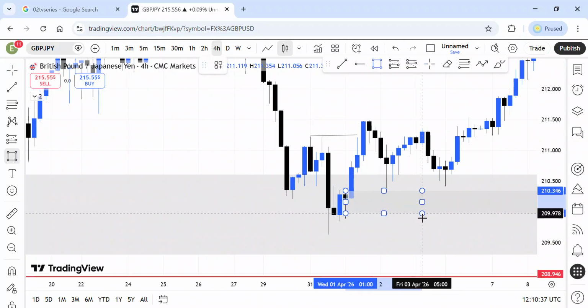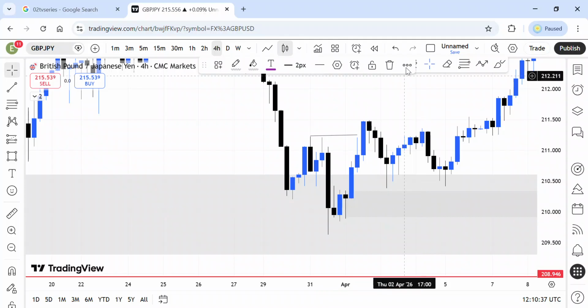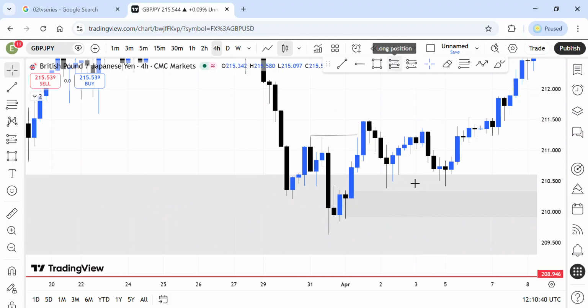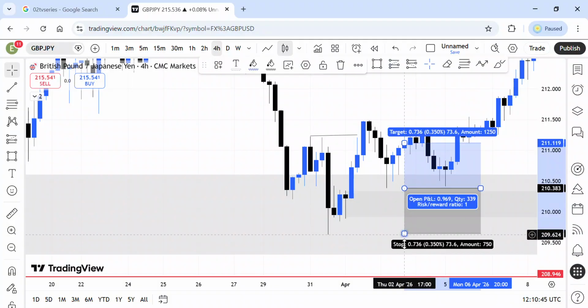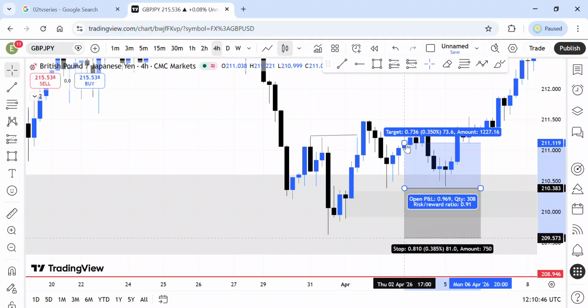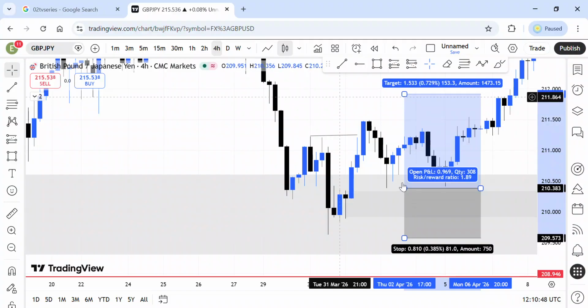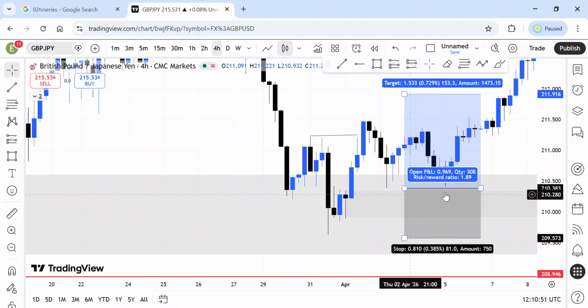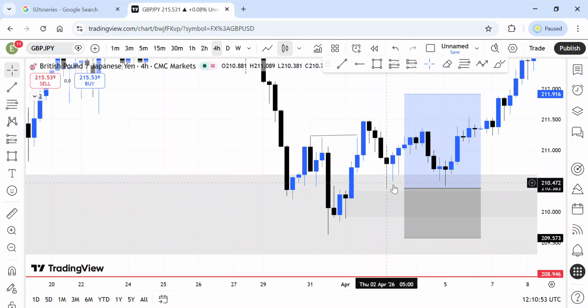But the market didn't touch it. That's another thing. You can see your stop loss below, then you target wherever you want to target. But the market didn't touch it on the 4 hours time frame. As you can see, it remains maybe a pip or two. Market didn't touch it. It is fine.